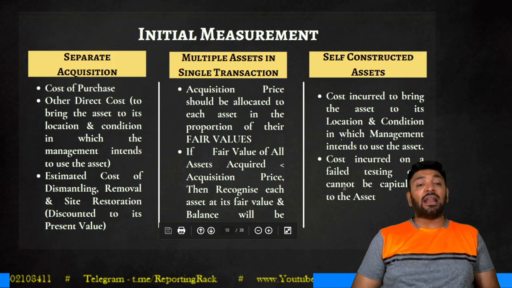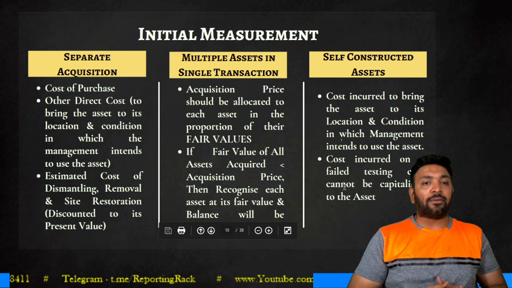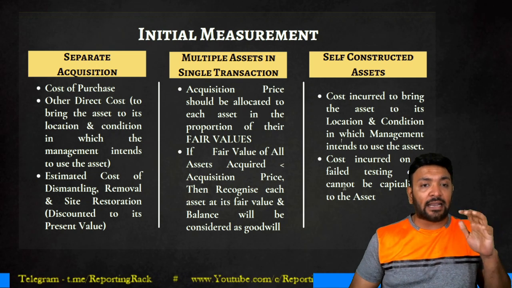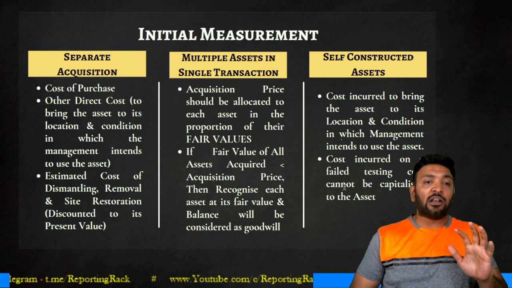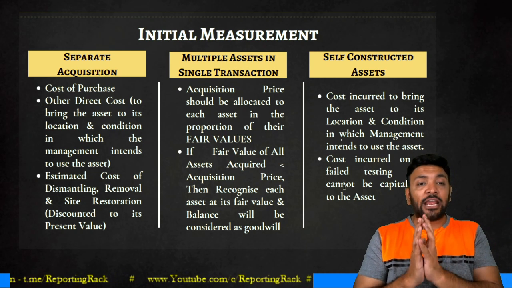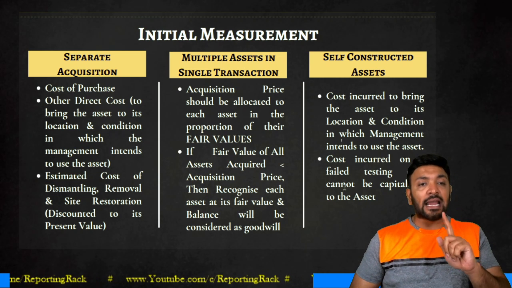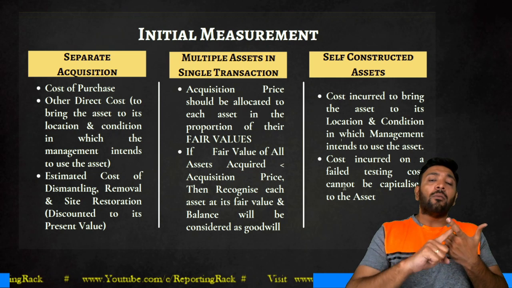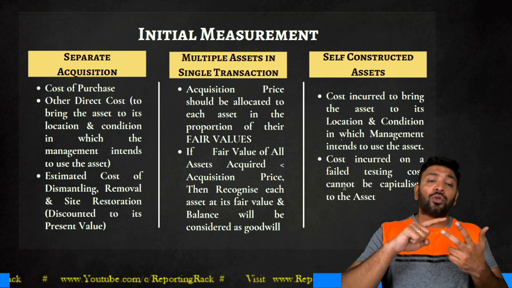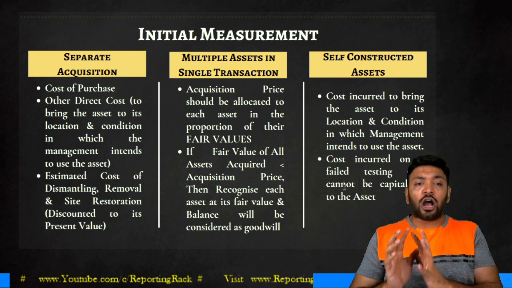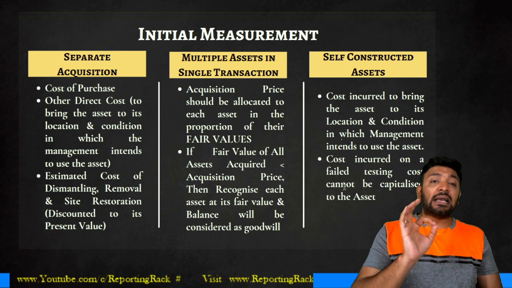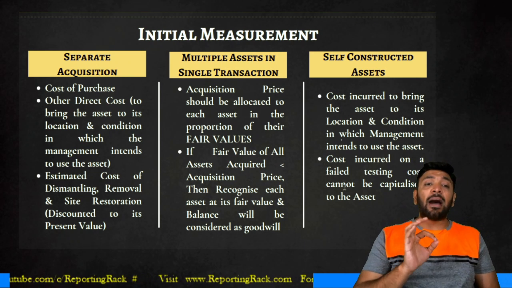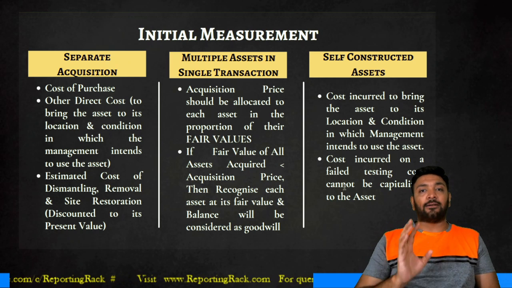Initial measurement, when I have a separate acquisition, that means I acquired this asset separately, then in the case of such kind of acquisition, cost to be included for recognizing an asset should be cost of purchase of the asset minus the trade discount, all other direct costs incurred to bring the asset to its current location and condition in which the management intends to use this.